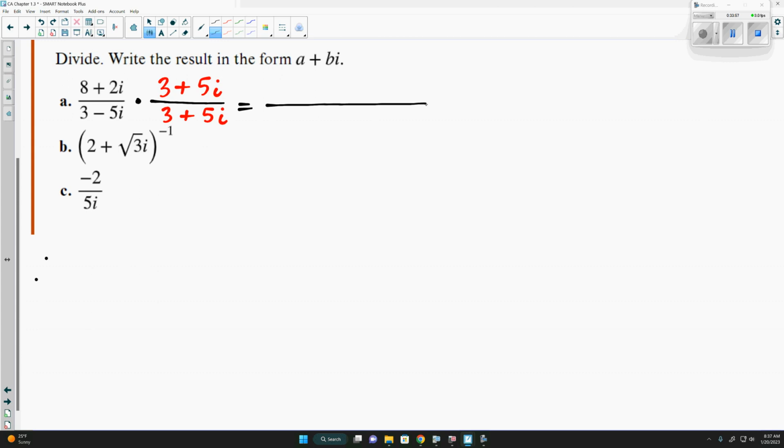So the numerator, we're going to do 8 times 3, which is 24. 8 times 5i is going to be plus 40i. Then we do 2 times 3i, which is plus 6i. And lastly, 2 times 5i is going to be plus 10i squared.